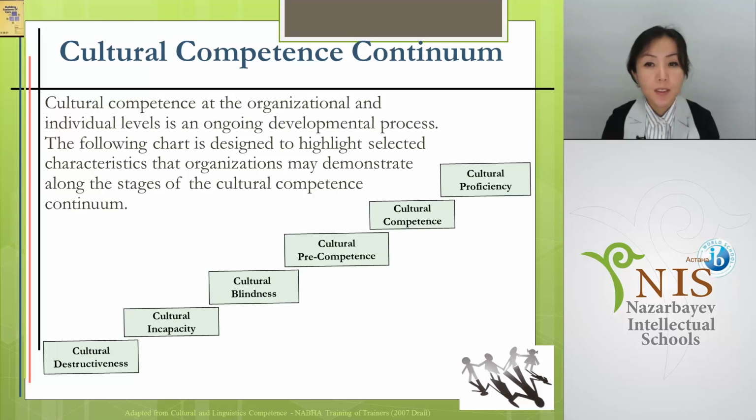Coming to the cultural competence continuum, you can show here that cultural destructiveness, cultural incapacity, cultural blindness, cultural preconception, cultural competence, and cultural proficiency are all steps of the cultural competence continuum. Your students really should know these levels, where to go, where the highest level is, and where the lowest level is. This can also be shown to them.